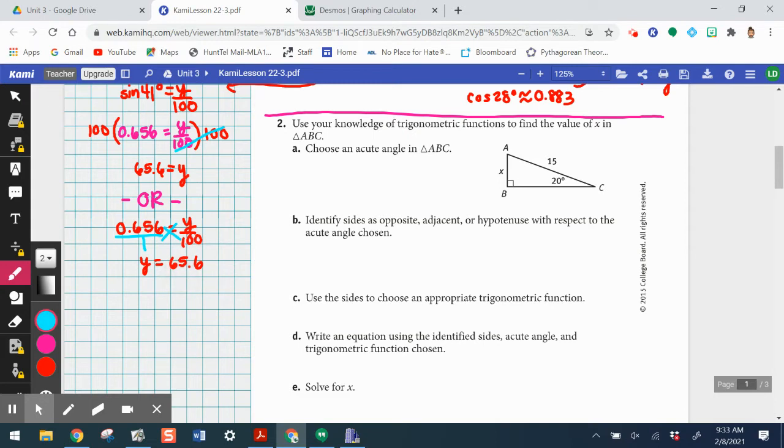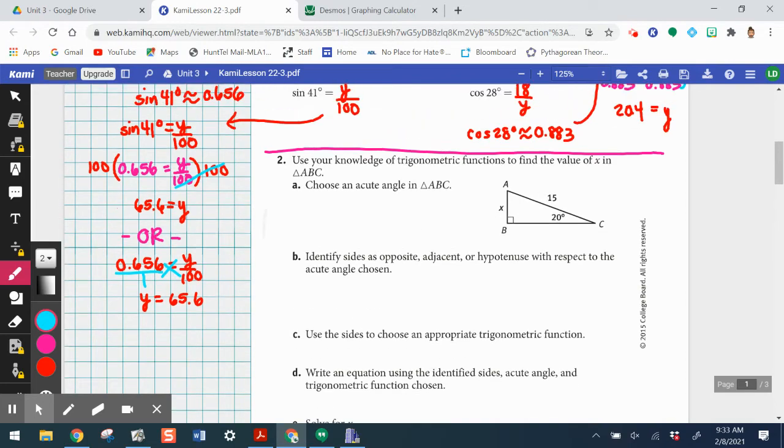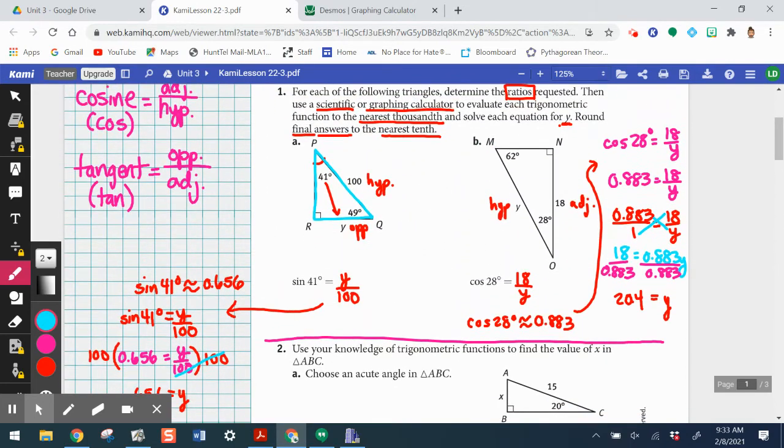So there's two methods there, and I'm actually going to heavily rely on this method as we move forward. But I did want to show you that that method is also valid. So let's look at item B.